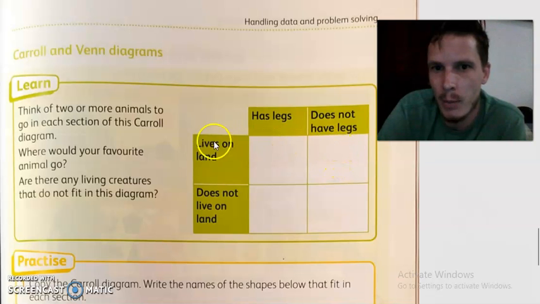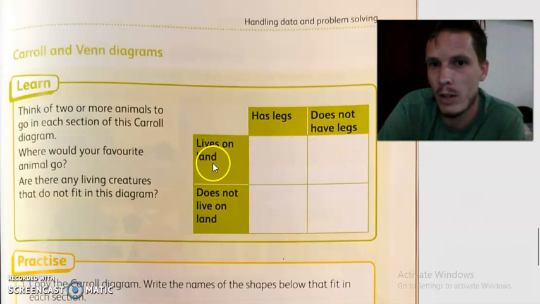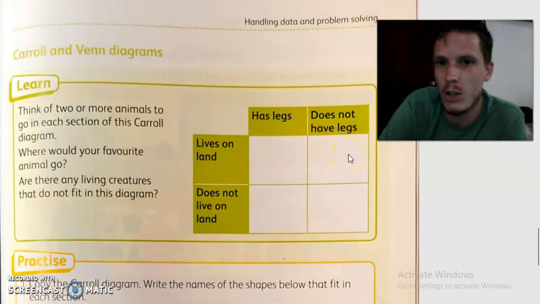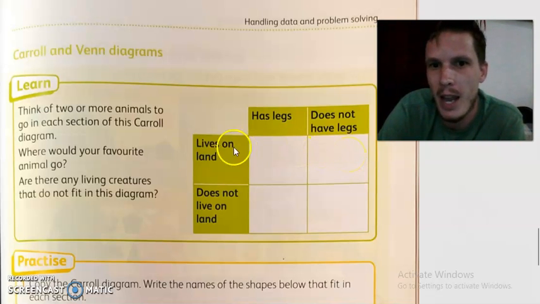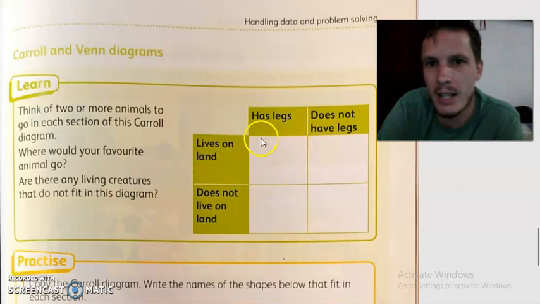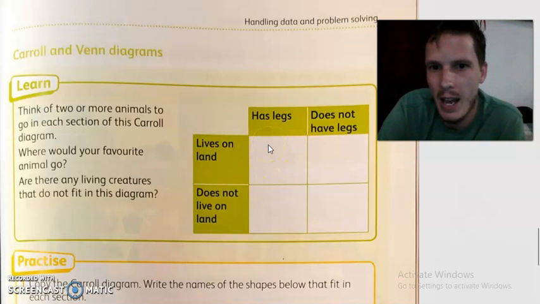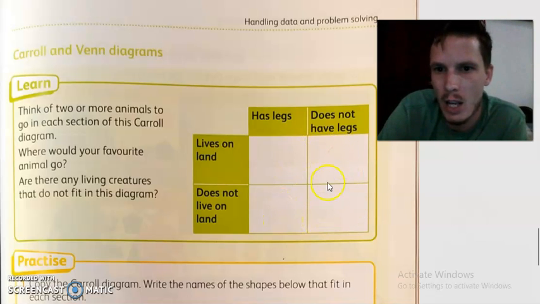Then you have to think of an animal that lives on land but does not have legs. Can anyone think of an animal that lives on land and does not have legs? I'm sure there's many examples that you can think of for that. An animal that lives on land and has legs. There's many animals that live on land and have legs. And an animal that does not live on land and does not have legs. For each of these boxes, you need to think of 2 animals to go in there.